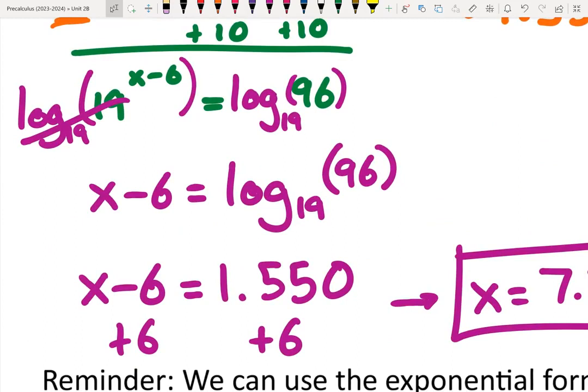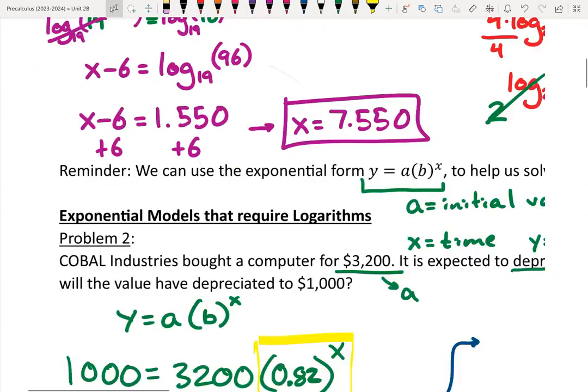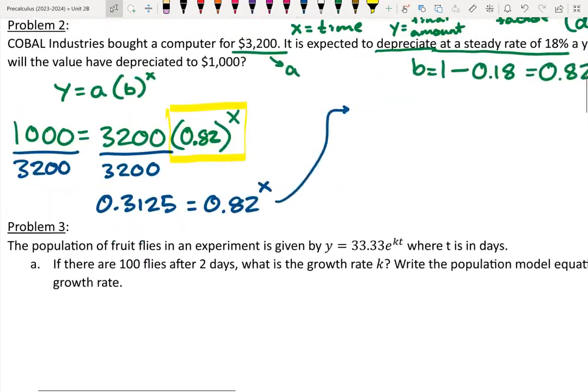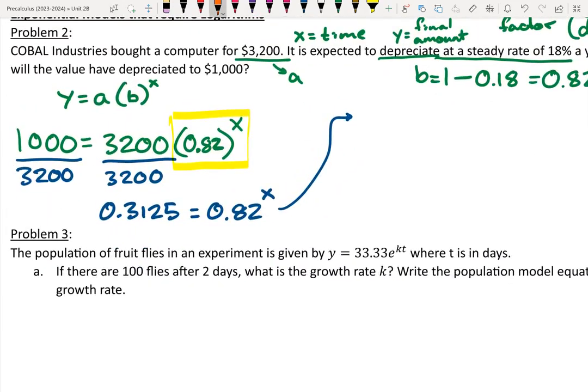In the green there, I had 19 to the x minus 6. I undid it with the log of that same base. So I'm going to do the same thing here. I have an exponential. I undo it with a logarithm.